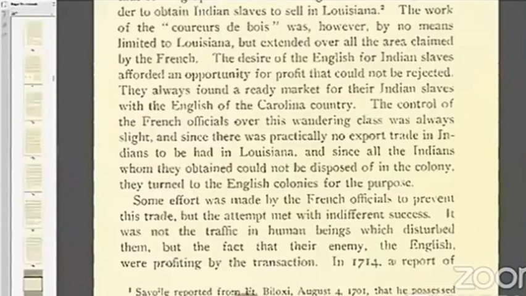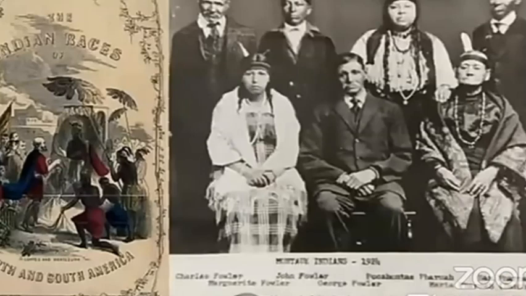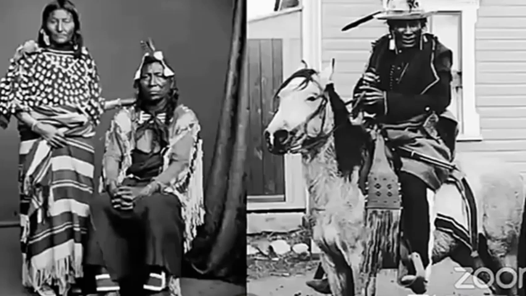Some effort was made by the French officials to prevent this trade, but the attempt met with indifferent success. They didn't stop this. It was a successful business, commerce going on, enslaving your ancestors to the plantations. It was not the traffic in human beings which disturbed them, but the fact that their enemy, the English, were profiting by the transaction. So they didn't care about you getting enslaved because they were doing it. They were taking advantage of that. They just cared that their rivals, the English, wouldn't get too powerful in that region, have too much success. That's what they were worried about. They didn't care about you.